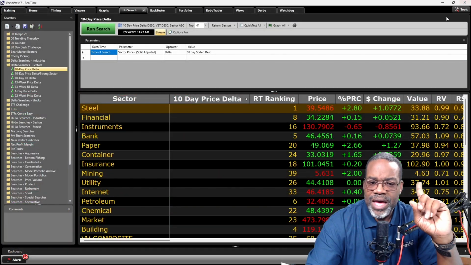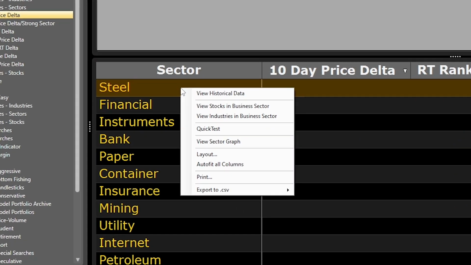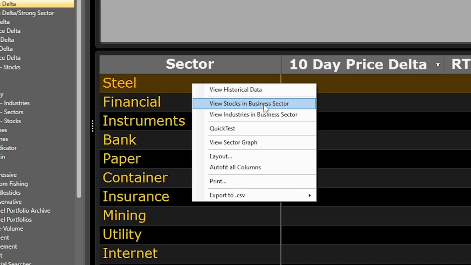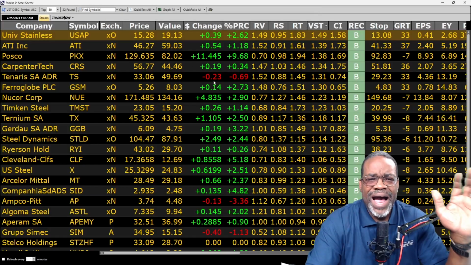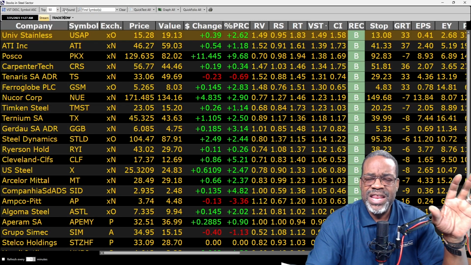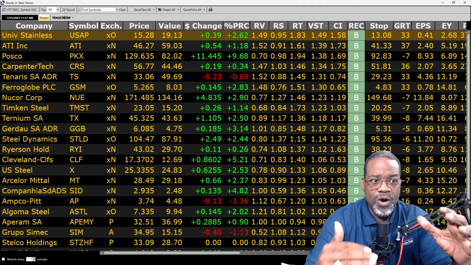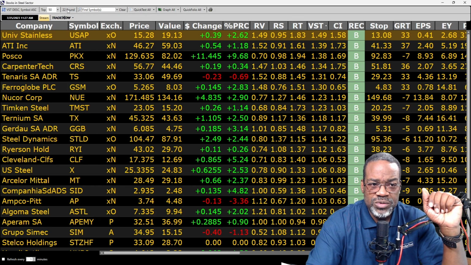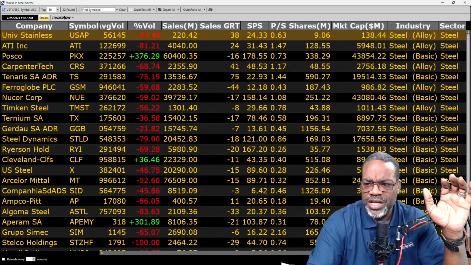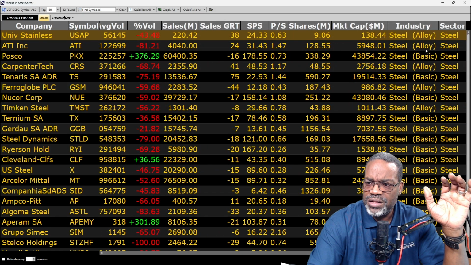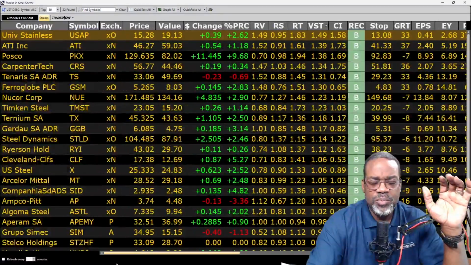Let's close it. I'm going to right click again, and I'm going to look at the stocks in that sector. Now, notice that we go from sector to industry to stock, but I'm looking at all of the stocks that are in that sector overall. So if I look, there's 22 stocks in that sector. This is probably covering at least a couple of different industries. Alloy steel, basic steel, those seem to be the only 2 industries in that sector. All right. So now let's go use the power of the software.